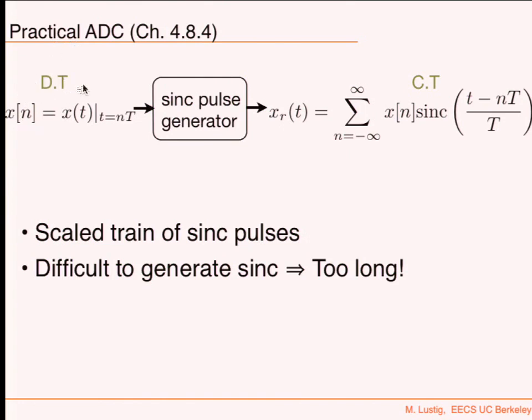time, and I need to convolve it with a sync pulse. We basically convolve it with syncs to generate the reconstructed signal, which is continuous time. Okay, so my reconstruction is really a scaled train of sync pulses that are delayed in time. So of course it's difficult to implement because the sync is just too long. It's really hard to do.